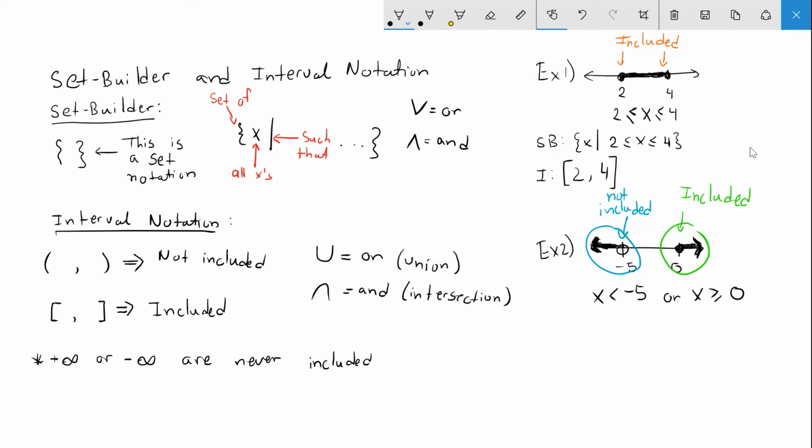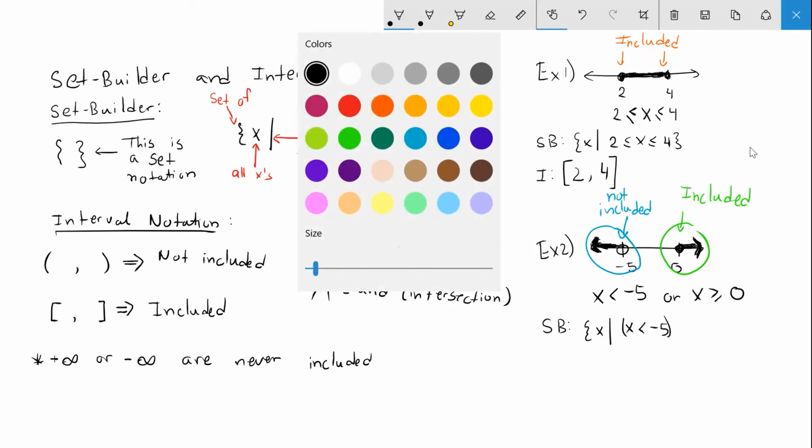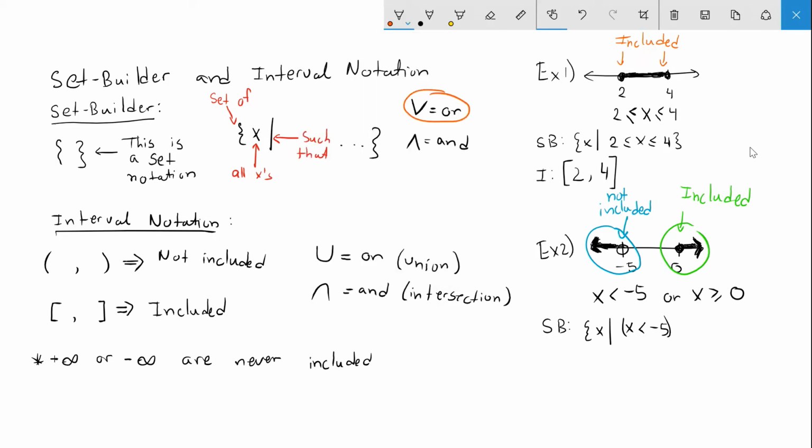Alright, in set builder notation, we start off with the set of all x's such that, and you just simply copy your inequality. The set of all x's such that x is less than negative 5. Now, how do you say OR in set builder notation? We'll use the V as we had up there before. So we circle it, V. So OR x is greater than or equal to 0. And you close your set.